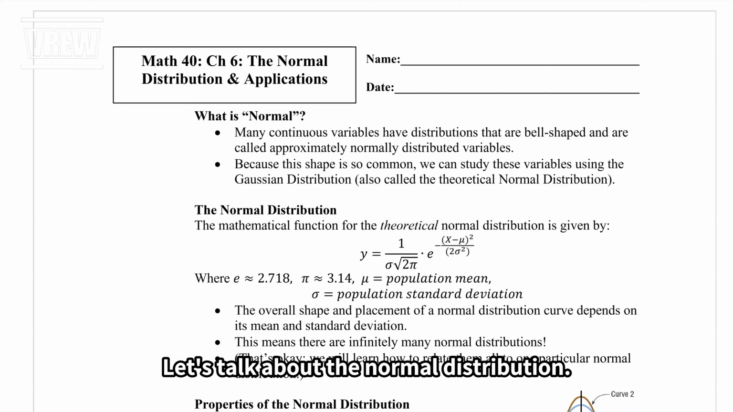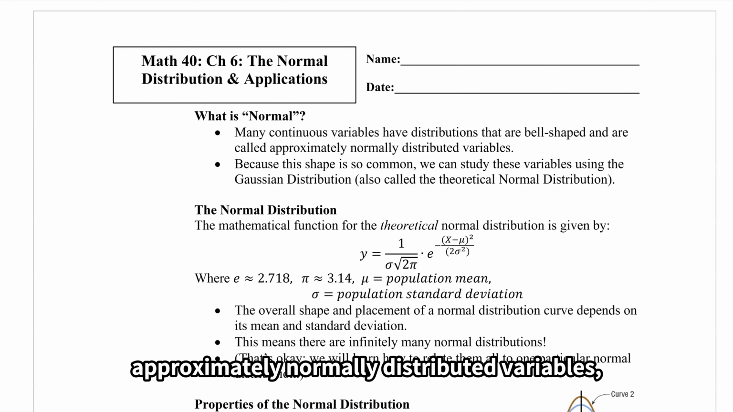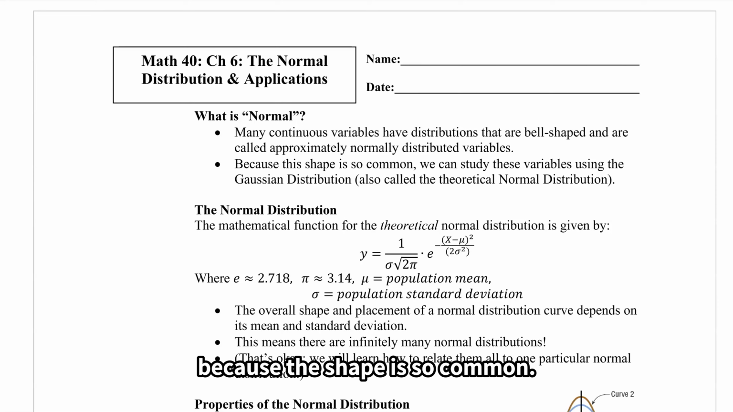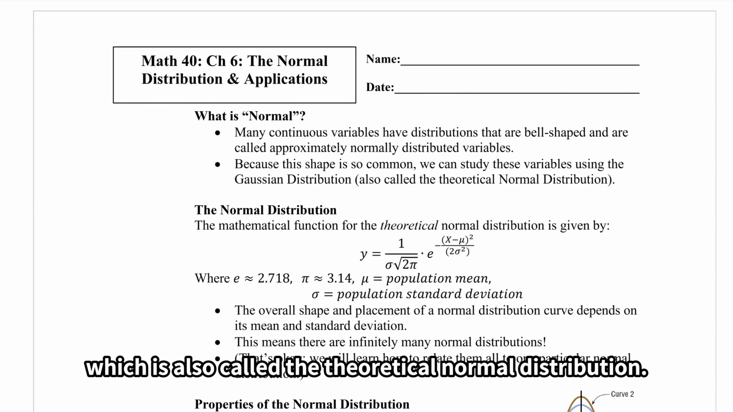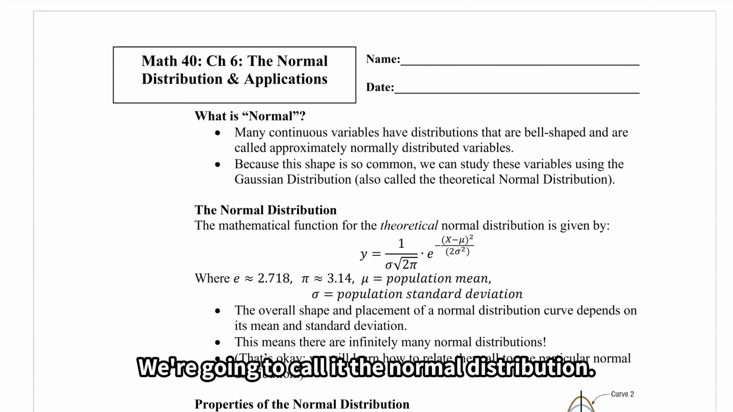Let's talk about the normal distribution. Continuous variables sometimes have distributions that are bell-shaped. These variables are called approximately normally distributed variables. Because the shape is so common, we study these variables using the Gaussian distribution, which is also called the theoretical normal distribution. We're going to call it the normal distribution.